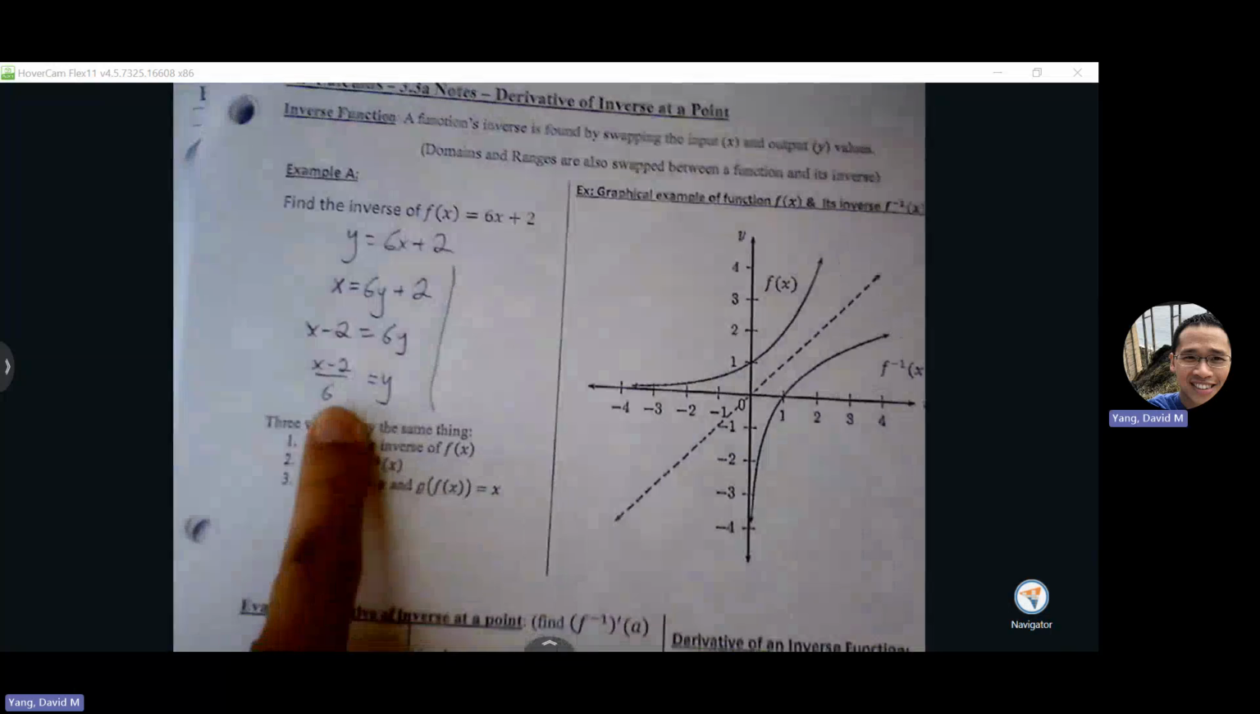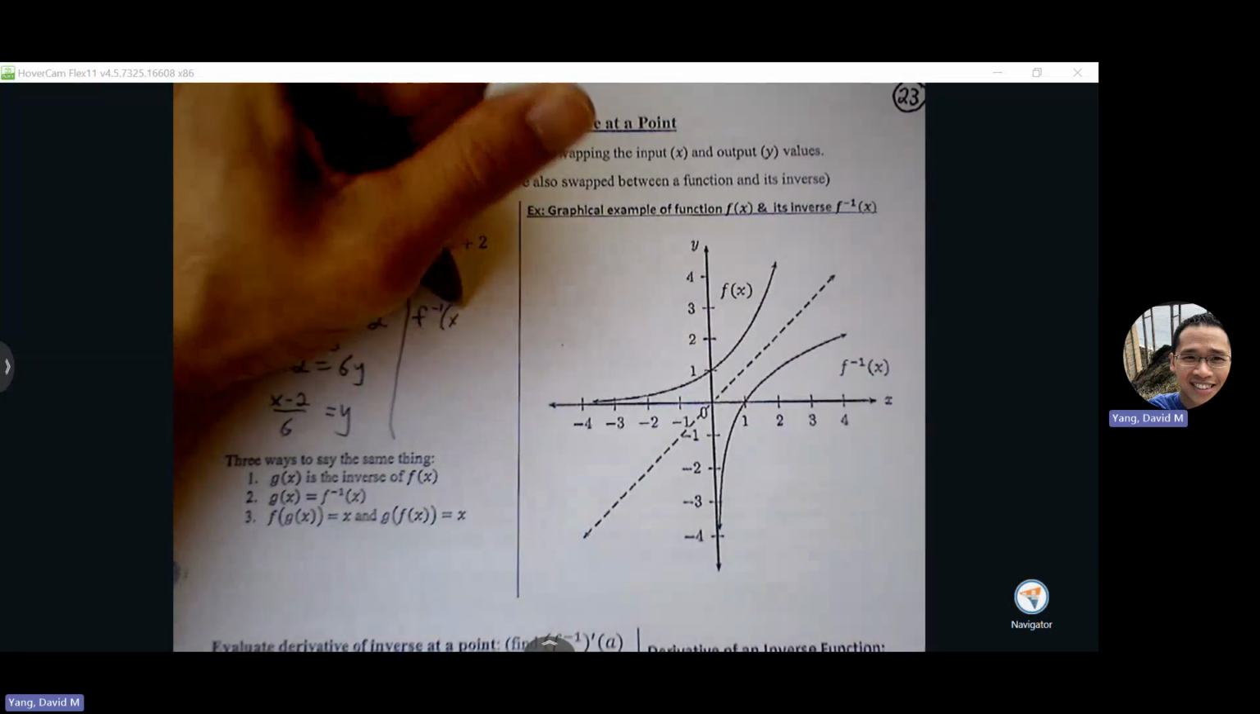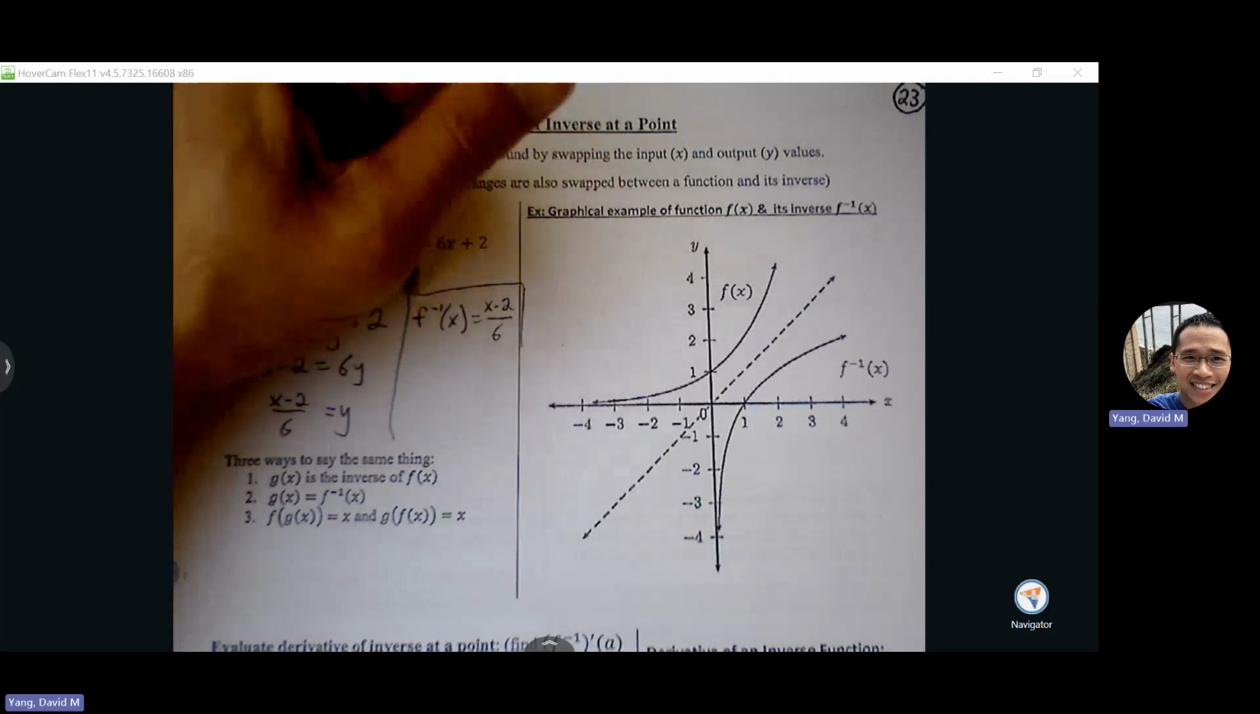So the notation to indicate that this is the inverse function, we say f inverse of x is equal to x minus 2 over 6.